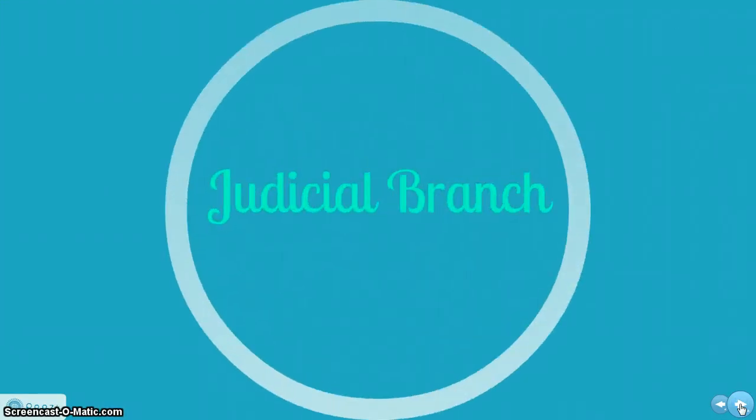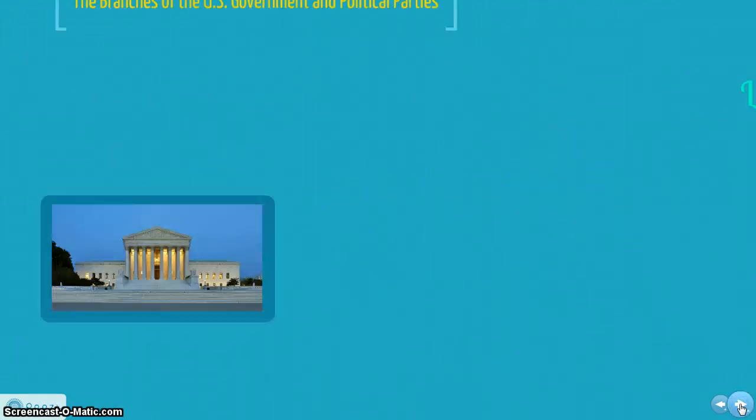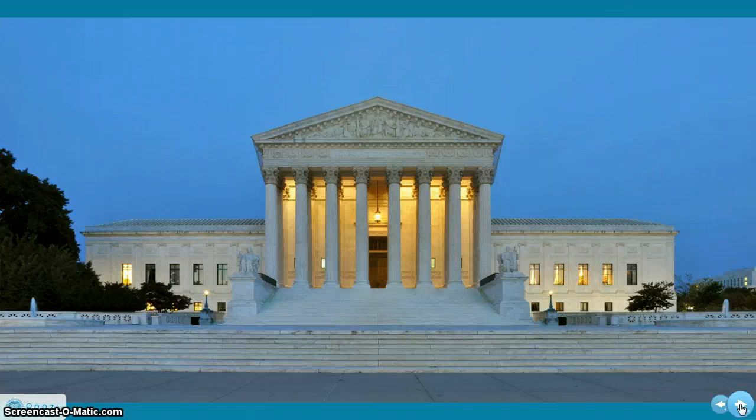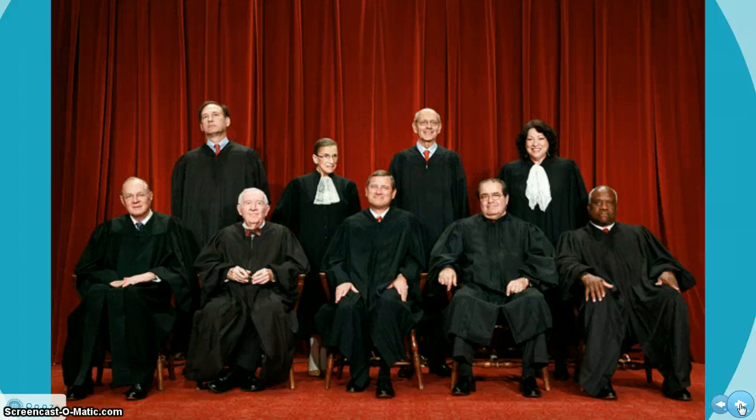The first branch of government I'm going to be speaking about is the judicial branch. The judicial branch is made up of the Supreme Court. Here's a picture of the Supreme Court. It's found in Washington, D.C. The Supreme Court is the highest court in the U.S. There are 9 justices or judges on the Supreme Court, and their job is to interpret the Constitution and protect our rights as citizens. These justices are appointed by the president, and they have a life term until they retire, die, or are impeached.